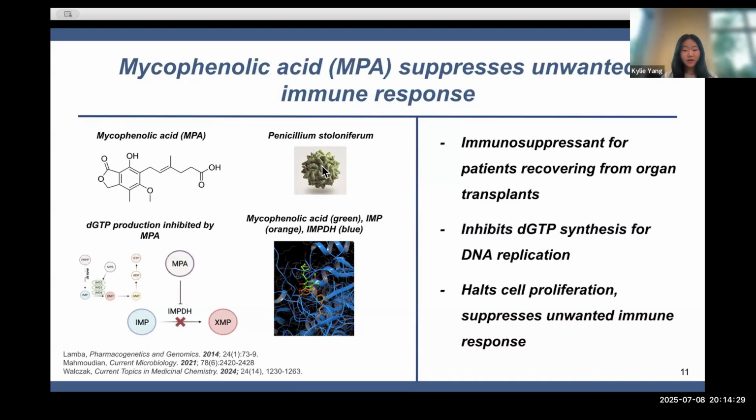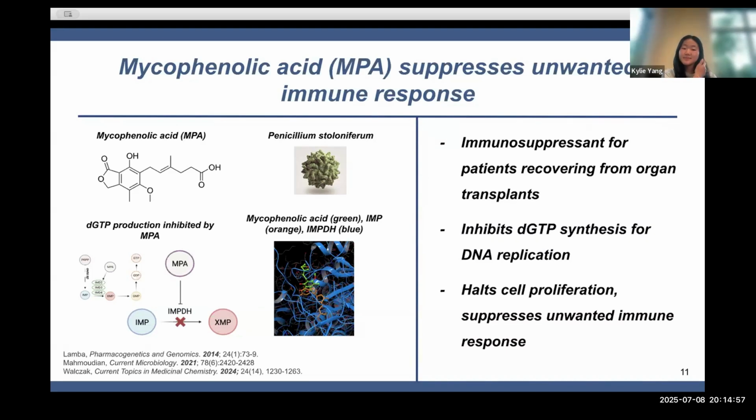So as shown in the protein model in the bottom right-hand corner, MPA in green is a non-competitive inhibitor of the enzyme IMPDH, shown in orange. IMPDH catalyzes the conversion of, just to clarify, the enzyme IMPDH in blue and the conversion of IMP in orange to XMP, which is one of the steps in the synthetic pathway of dGDP, an important precursor for DNA replication.